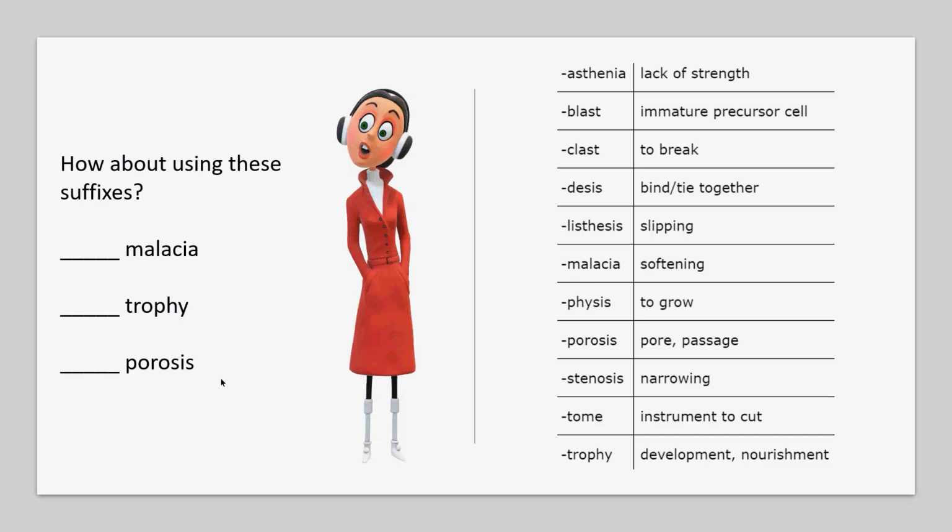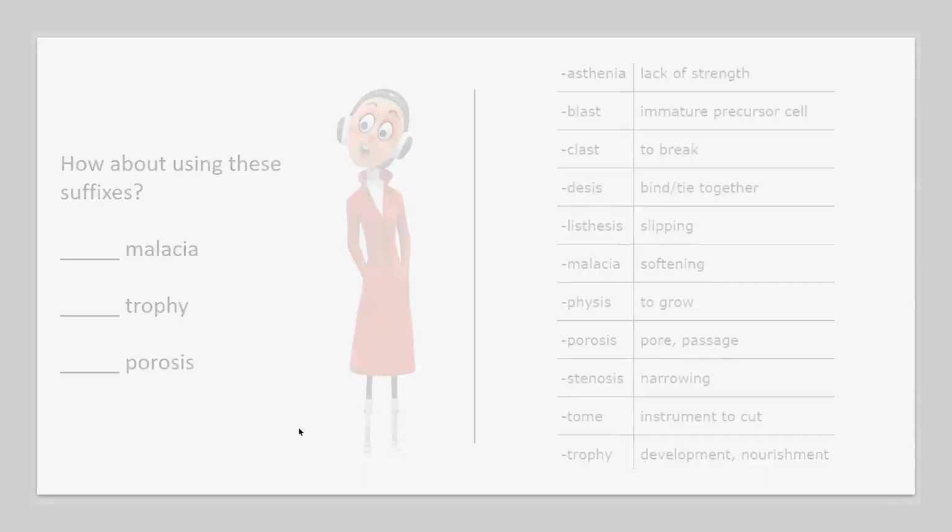Trophy. Hypertrophy. Good, Elizabeth. And osteoporosis. Good. And with Malaysia, I was thinking of chondromalacia. So you see how we can find all these types of words. If we're hearing them in a dictation, we might be able to find them in one of our chapters.